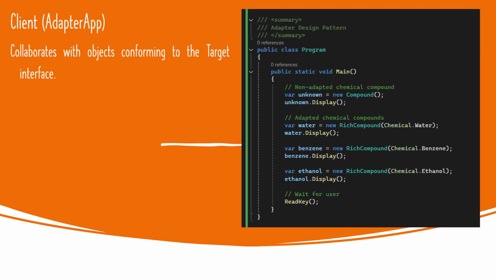And the client, the adapter app. This is where and how the client is using it. If you could see here, this is the non-adapted chemical compound, which directly uses the compound class, but with this you won't get anything because it doesn't have any details. And if you remember, we have implemented this rich compound class, which internally uses the source class which the client doesn't understand. So with these we can have a bridge between both the interfaces.